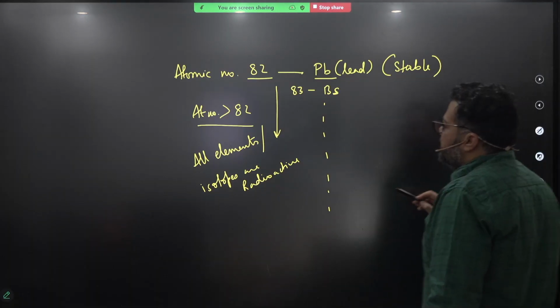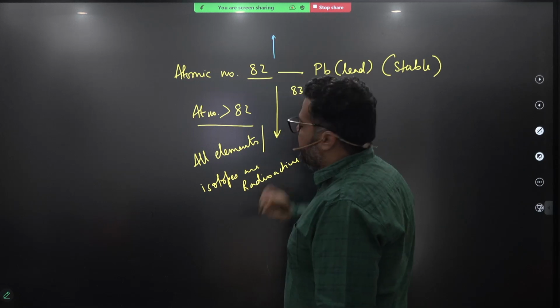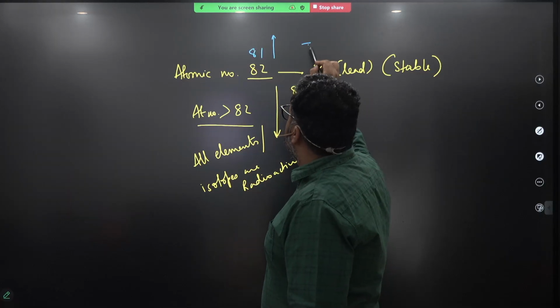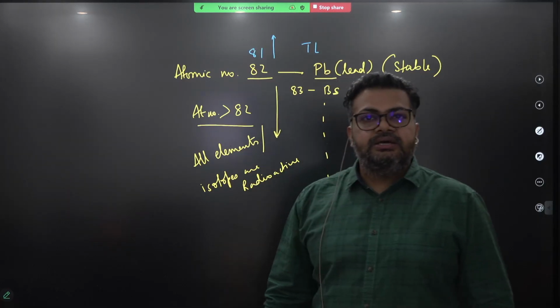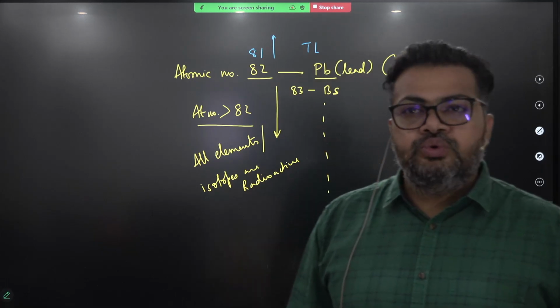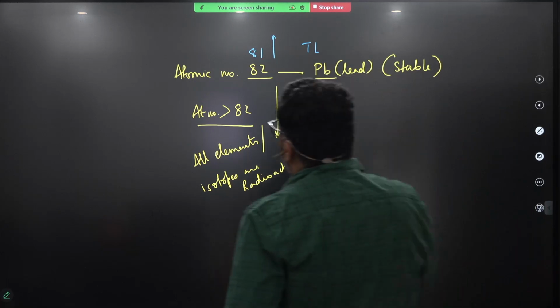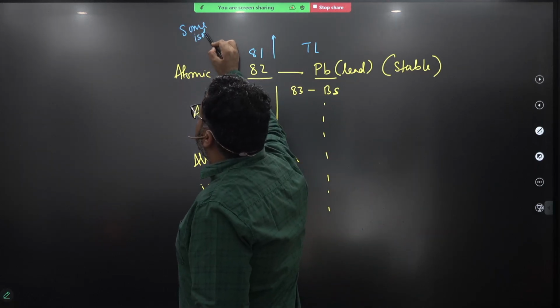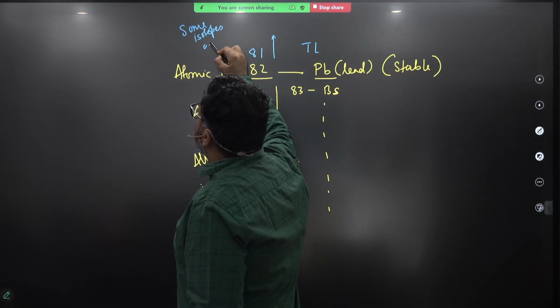Then guys, elements less than 82, right? Element 81 is thallium, Tl. So for elements less than 82, only some isotopes are radioactive. It's not like all isotopes are radioactive, some isotopes are radioactive.